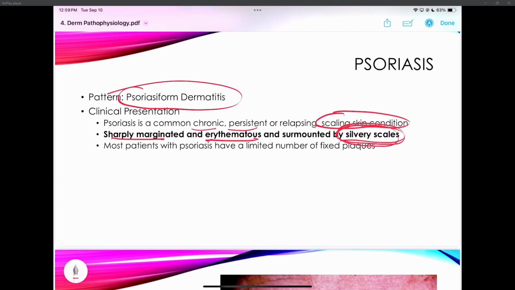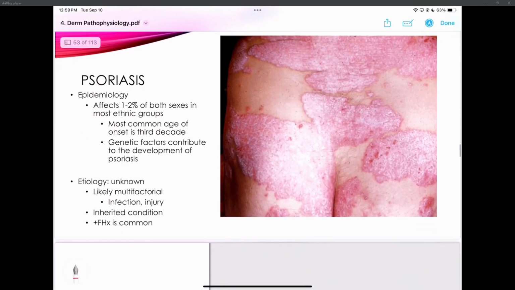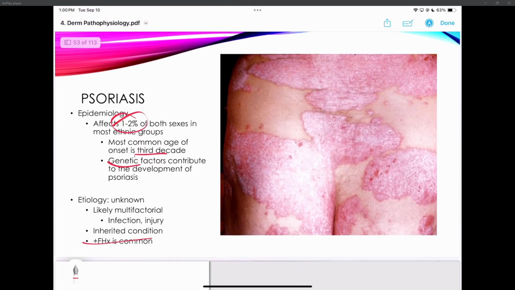And many patients with psoriasis will have a limited number of fixed plaques. So there'll be certain areas that are going to be affected by the psoriasis, and those are the only areas they'll be affected by it. So this is what psoriasis looks like. Okay, epidemiology, 1 to 2%, both sexes, most ethnic groups. Onset, 3rd decade. There are some genetic factors that play a role with this. As far as etiology, still unknown, probably multifactorial. Infection, injury, maybe some genetic thing going on as well. So again, silvery looking plaques is psoriasis.